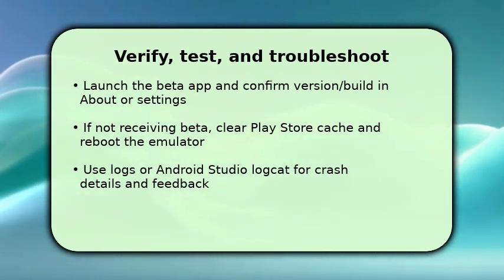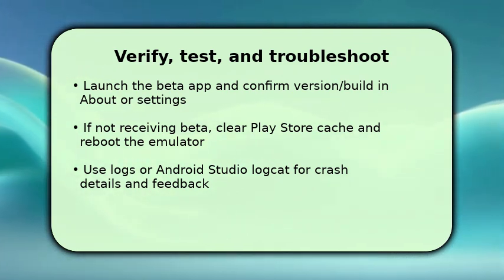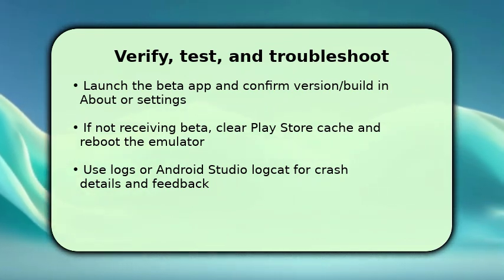If the update didn't arrive, clear Google Play app cache and data inside the emulator, sign out and back in, then reboot the virtual device. This often resolves enrollment delays. If crashes occur, capture logs with Logcat or the emulator's diagnostics and submit that feedback to the developer. Make sure you're using a compatible.